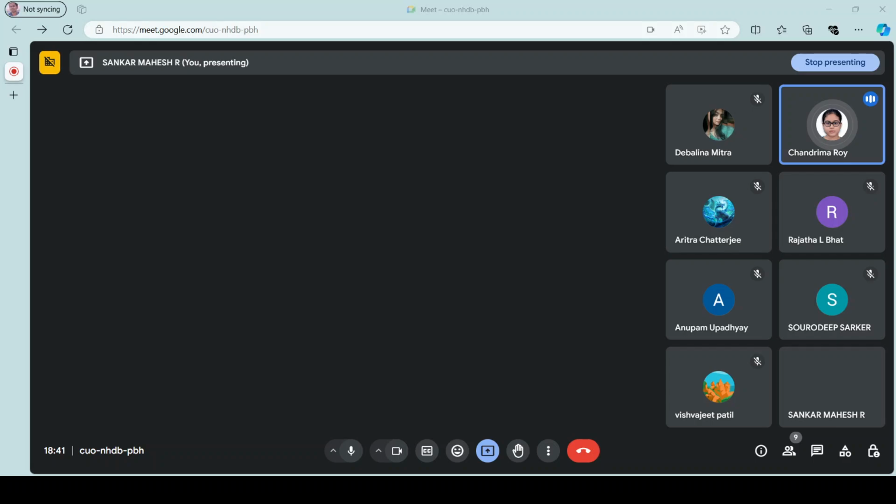Now we'll talk about another particular enzyme. Here they are asking which restriction enzyme cuts methylated DNA. They have given three options: EcoR1, HindIII, BamHI, and DpnI.